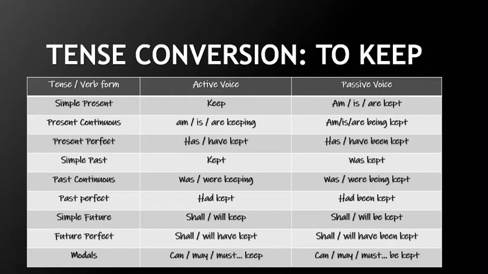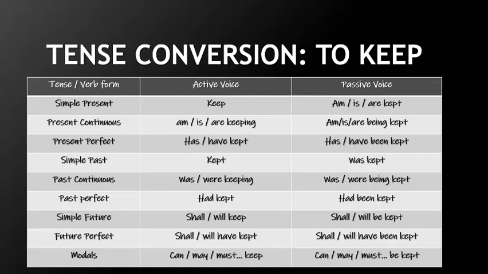Past tense, kept becomes was kept. I was kept there. Was or were keeping becomes was or were being kept. Just like had kept becomes had been kept. Similarly, shall or will keep becomes shall be kept or will be kept. And shall or will have kept becomes shall have been kept or will have been kept, depending on the person. First person, one; second person, third person, another.